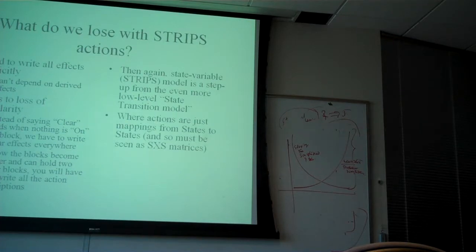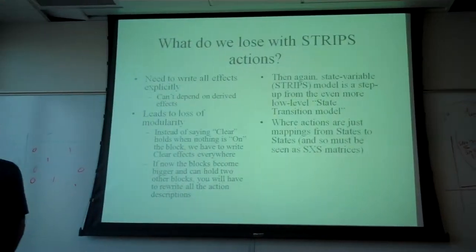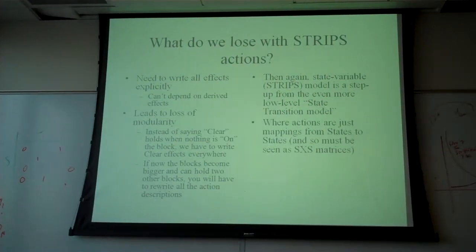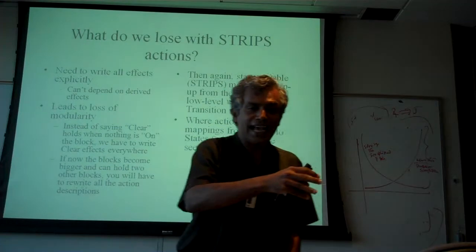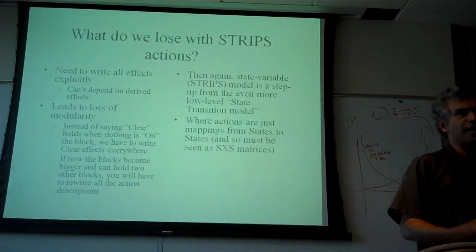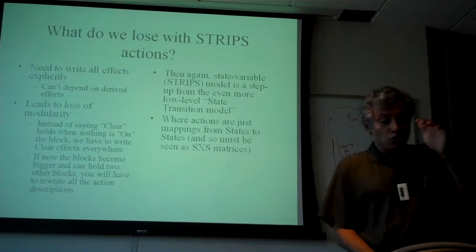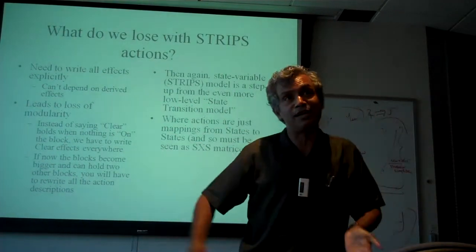Okay, so what do we lose with strips actions? We must write all effects explicitly. For each action, if it is going to change a state variable, thou shalt write that. Okay? So it's not enough in Blocksworld to say that this action will put A on top of B and assume that anybody who understands Blocksworld understands B no longer is going to be clear. Otherwise, you need to do additional theorem proving to compute other statements that will hold within the state.